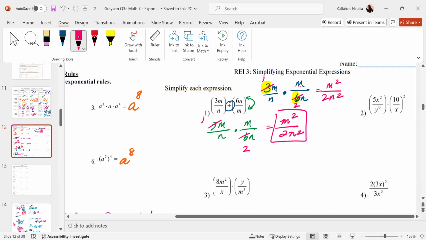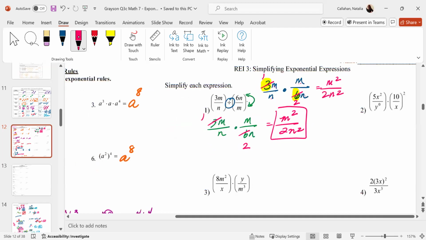Are you done? Okay. All right, number 2. So this one immediately becomes a 1. Do you see that? And then you have to rewrite this part before you do anything else, okay? When you rewrite that, it becomes 100 over x squared. Do you see that? So let's just rewrite. When I rewrite this, it is 5x squared over 1 times 100 over x squared.